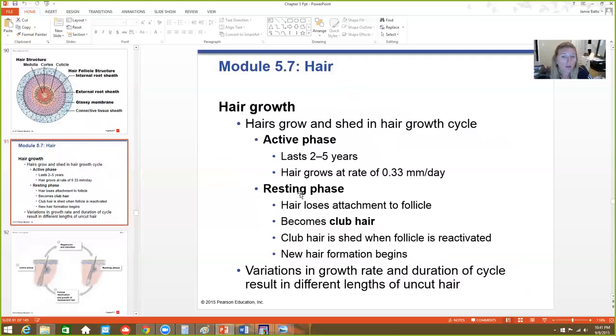So hair grows in a cycle. There's an active phase. Each hair is going to grow for between 2 to 5 years. It depends on your gender, it depends on your hormones, genetics, et cetera. But then there's a resting phase.